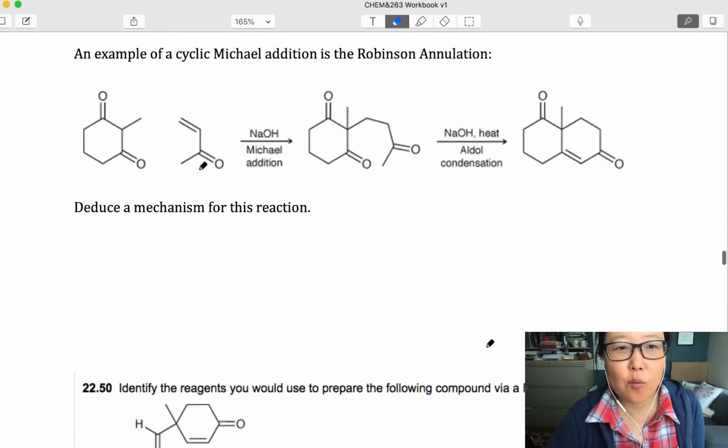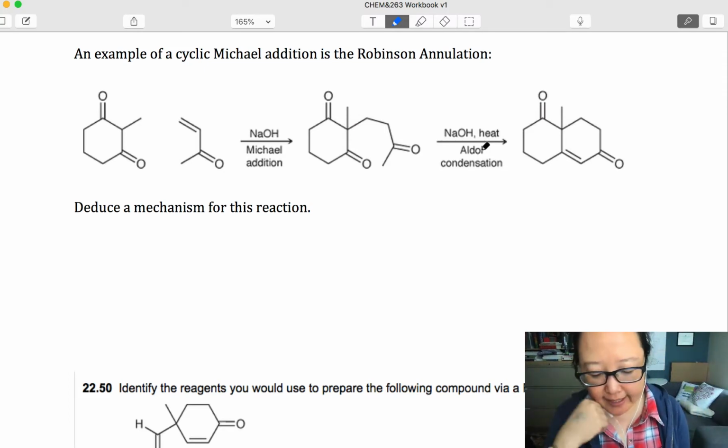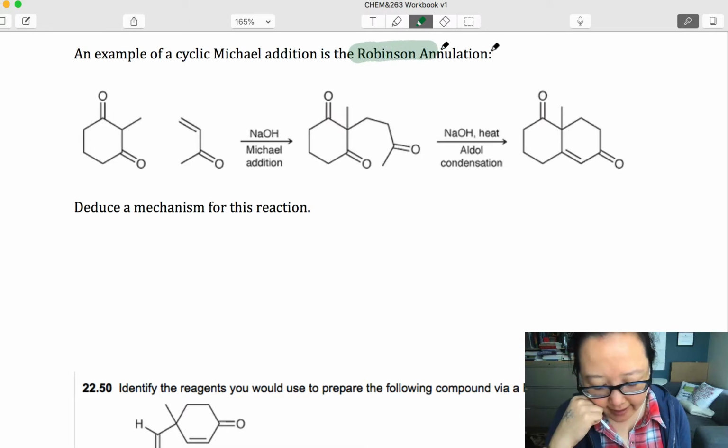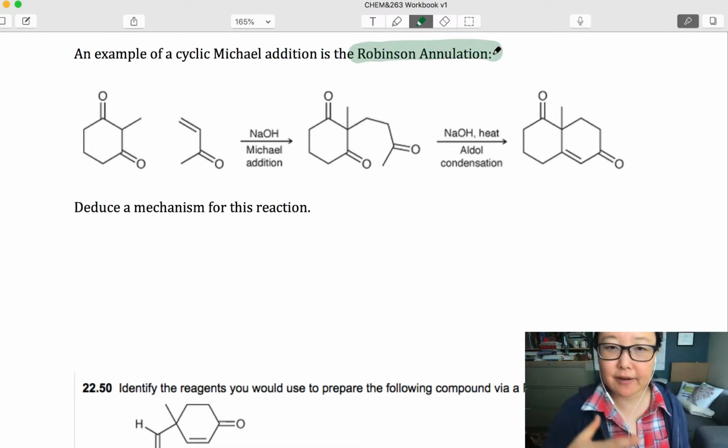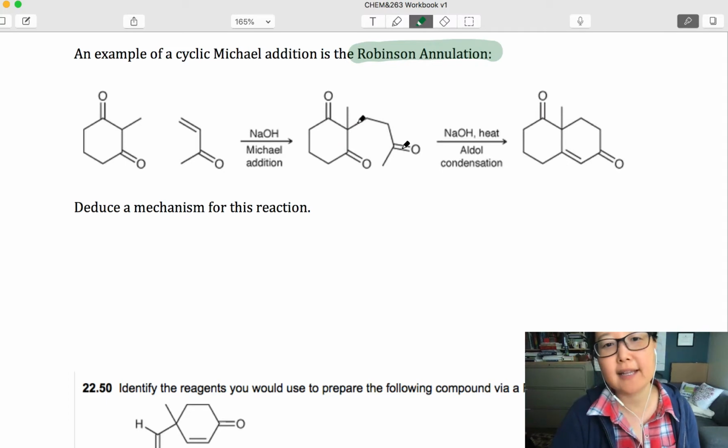And we're going to look at one more reaction, which is a combination of a Michael addition with an aldol reaction. It's a Michael addition and an aldol condensation. And the name of this reaction is called Robinson Annulation. It's named after Sir Robinson in England. And basically put these two reactions together to do an annulation, which is a word for cyclization, to make rings.